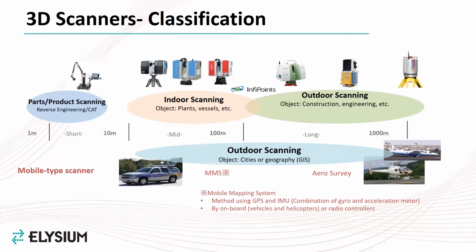So now looking into scanners and point clouds with getting into InfiPoints. There are many different types of scanners around. There are your short-range scanners more for parts and product scanning, mid-range scanners for plants and vessels, long range with construction and engineering, and then your city-wide long range more for geographical scanning. We see a pretty high demand for InfiPoints within that mid-range and long-range scanner categories. Of course, InfiPoints can support all the different scanning capabilities and categories, but those are the 2 we see the highest demand.